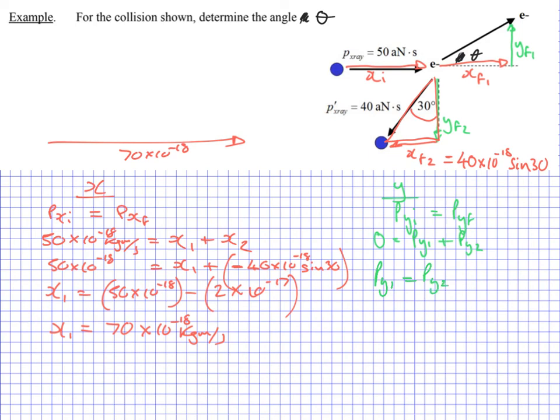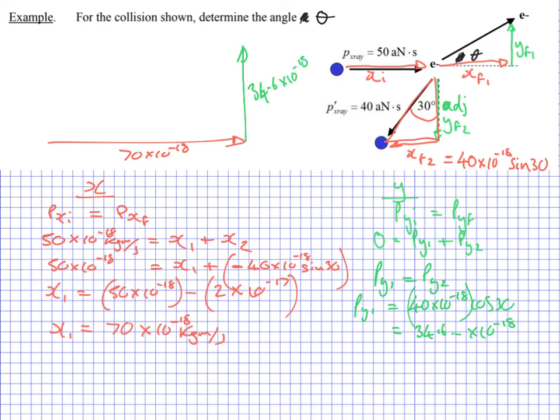So what is Py2? Well, if we find that out, we get our answer. So Py2 is going to be the cosine, or the adjacent, it's the adjacent angle of this triangle. So it's going to be 40 times 10 to the negative 18 cosine 30. Okay, which is equal to 34.6, keep some digits in there, times 10 to the negative 18. So that can come into my triangle, which is here. That's going to be 34.6 times 10 to the negative 18.